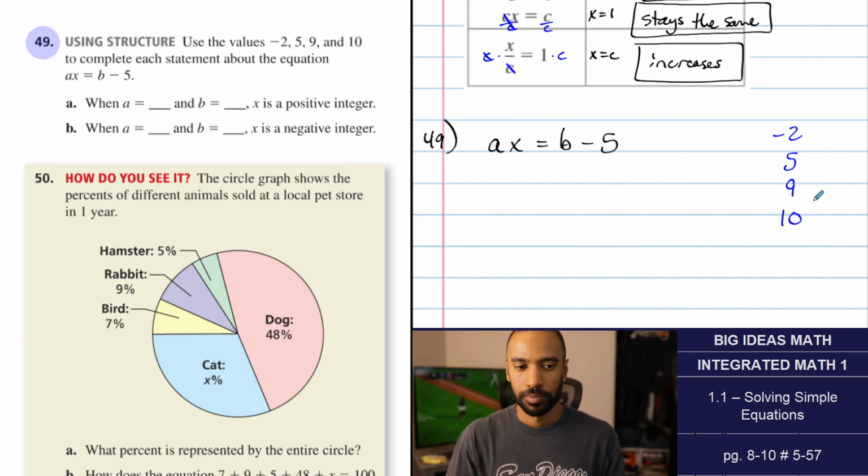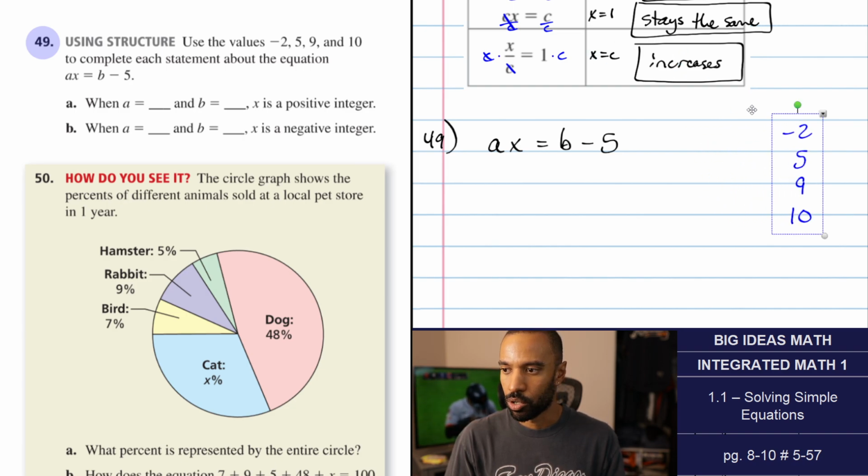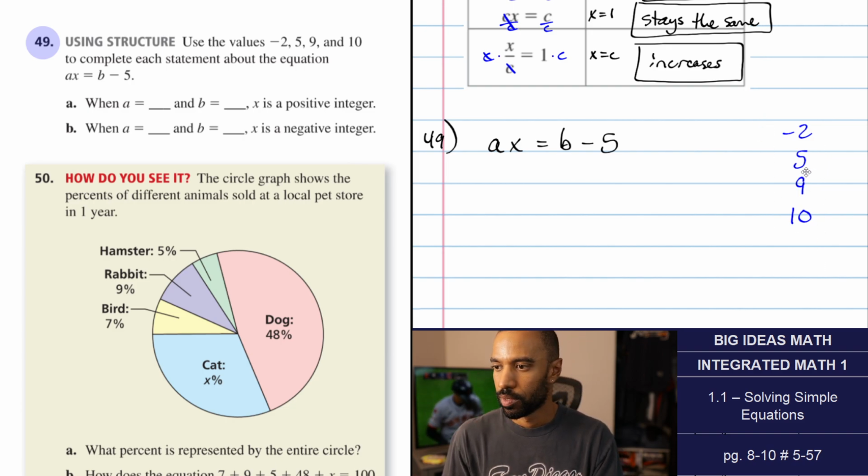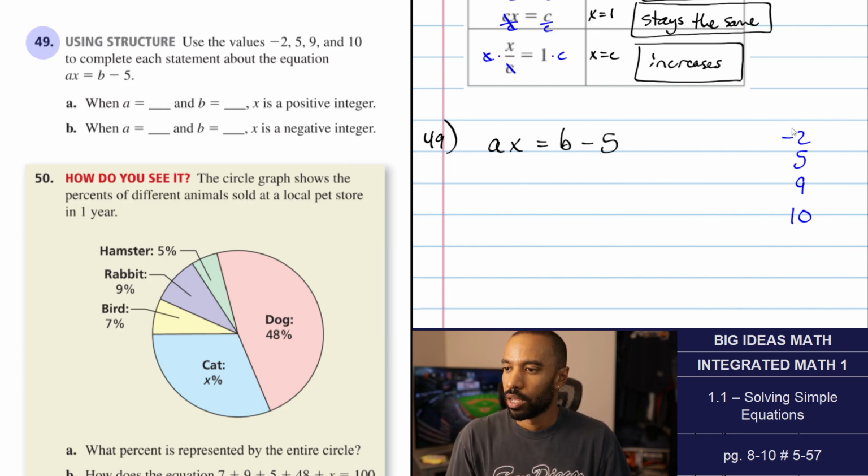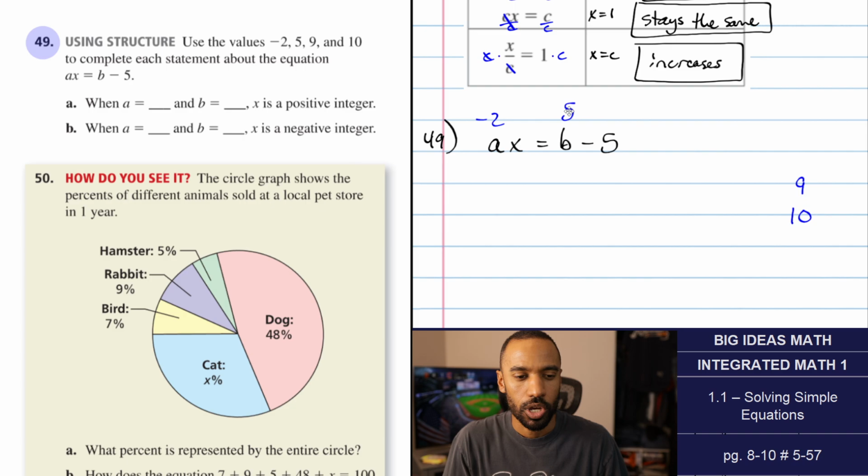Now, x, we have to kind of mix and match here. I'm going to rewrite -2 so it has its own block. -2 can go here, 5 can go here, right? -2x equals 5 minus 5. That would be 0. So let's see. You don't want b to be 5.